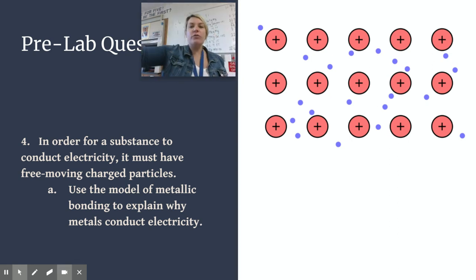Since they are free moving, I can hook a wire up to this, right? And those electrons will be able to move through that wire and to conduct electricity. That is why when we do electricity, we use copper wire, right? Because the electrons can move freely from one side to the other. And that is how we get electricity, is because of the movement of electrons.